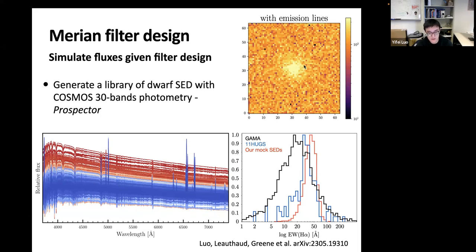Then we simulate the dwarf galaxy images with emission lines using an imaging simulator called GalSim. So now we basically have a dwarf galaxy image with noise, with sky background, everything looking like a real dwarf galaxy, and their SED. So basically, we can measure mock photometry for those dwarf galaxies given any filter transmission curve.